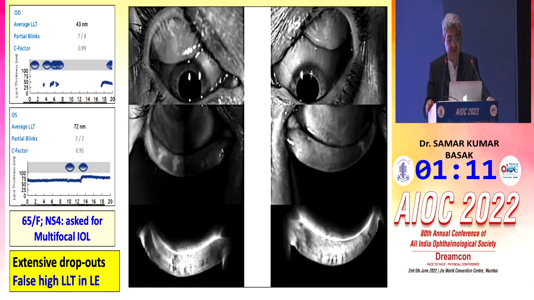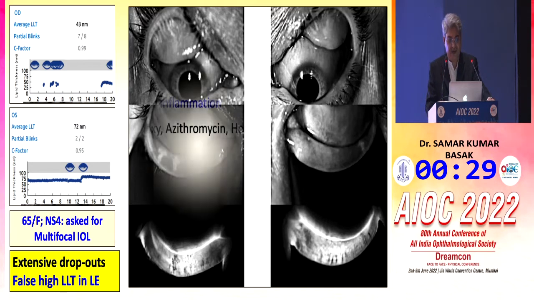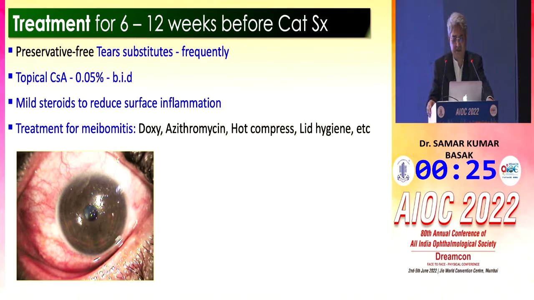And this patient, 65 years old, NS4, asked me for a multifocal IOL. Routinely, for premium IOL surgery, multifocal toric, we are doing the LipiView system to see. And you see that in the left eye there is no gland in the lower lid, whereas in the right eye you can count that there are 2 glands. In the left eye you also see a falsely high lipid layer thickness. So a big no to this patient for multifocal IOL. This photograph is a very good tool to counsel the patient on why we cannot do multifocal or other premium IOLs.